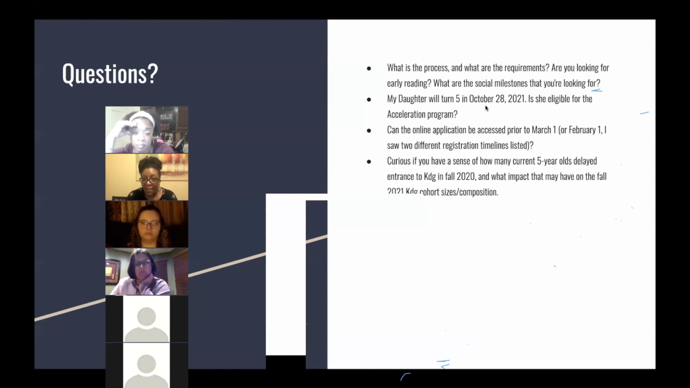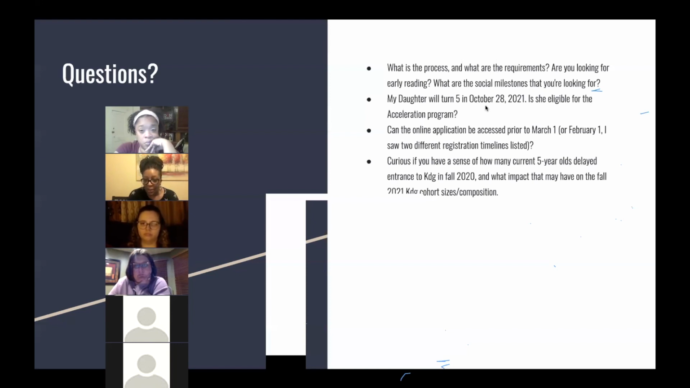Can the online application be accessed prior to March 1st or February 1st? I saw 2 different registration timelines listed. This is actually a great question because there are 2 different processes. March 1st is for students who are already eligible or actually enrolled in school. So it might be a second grader who might want to access their grade content, and that would be that March 1st deadline. February 1st is for early admissions to kindergarten and first grade. So February 1st will be the registration timeline that you'd be looking at.